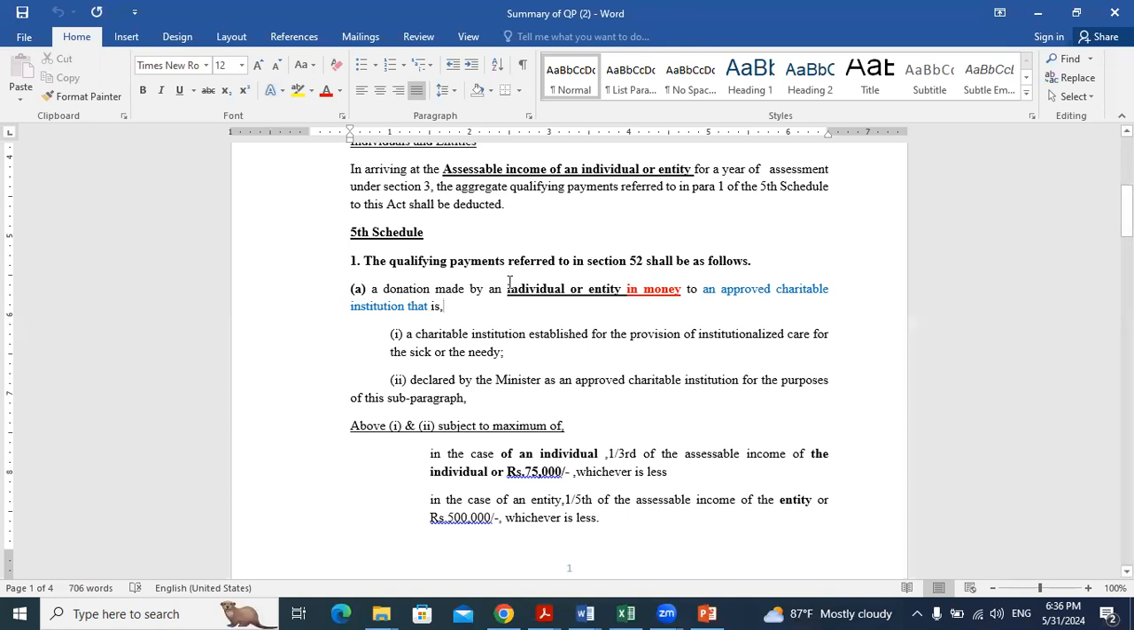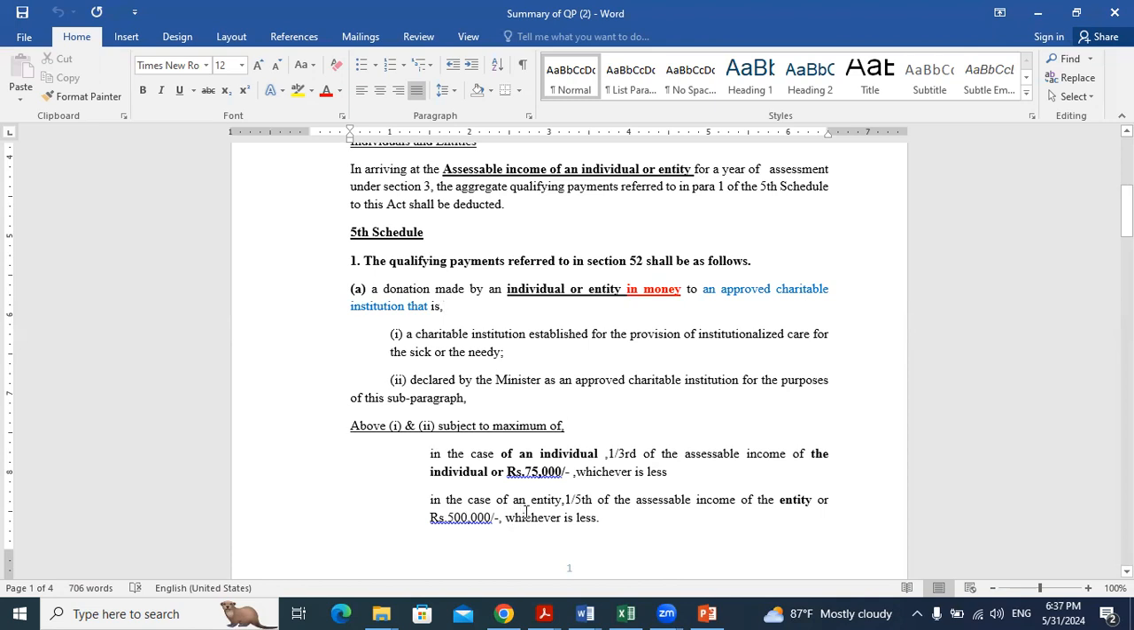So these qualifying payments have some limitations. For an individual like you and me, it has to be one third of the assessable income of the individual or 75,000, whichever is less.